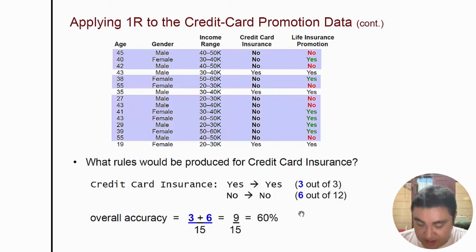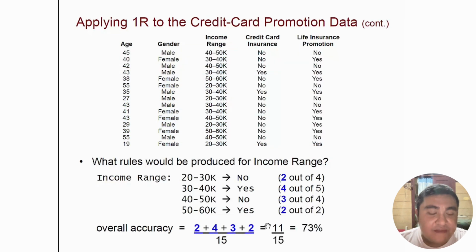Okay, next, you have it here, your income range. Now for income range, there are a lot of values involved, or there are a lot of ranges. So based on the 15 training sets, you can actually generate four ranges. Okay, the range of 20 to 30K, the range for 30 to 40K, the range for 40 to 50K, and the range for 50 to 60K.